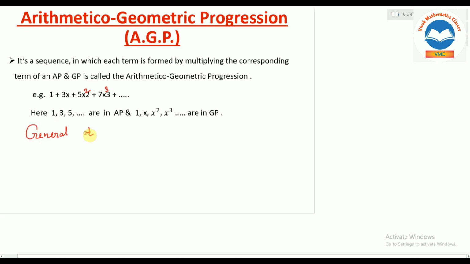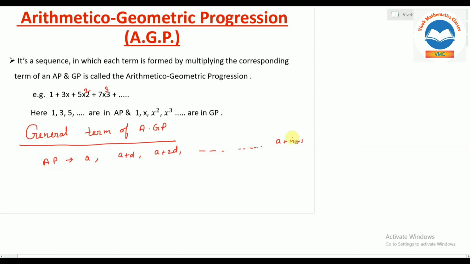General term of the AGP. We know that an AGP is formed by multiplying the terms of an AP and a GP. So I will consider an AP like this: A, A plus D, A plus 2D and so on. For this, what will be the nth term? The nth term will be A plus (n minus 1) into D. This will be the nth term of the AP.